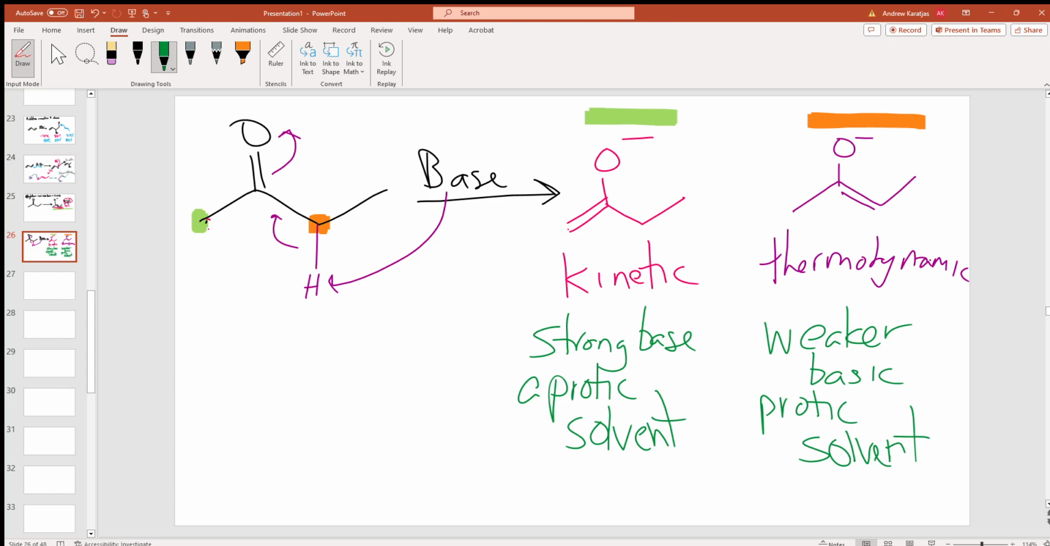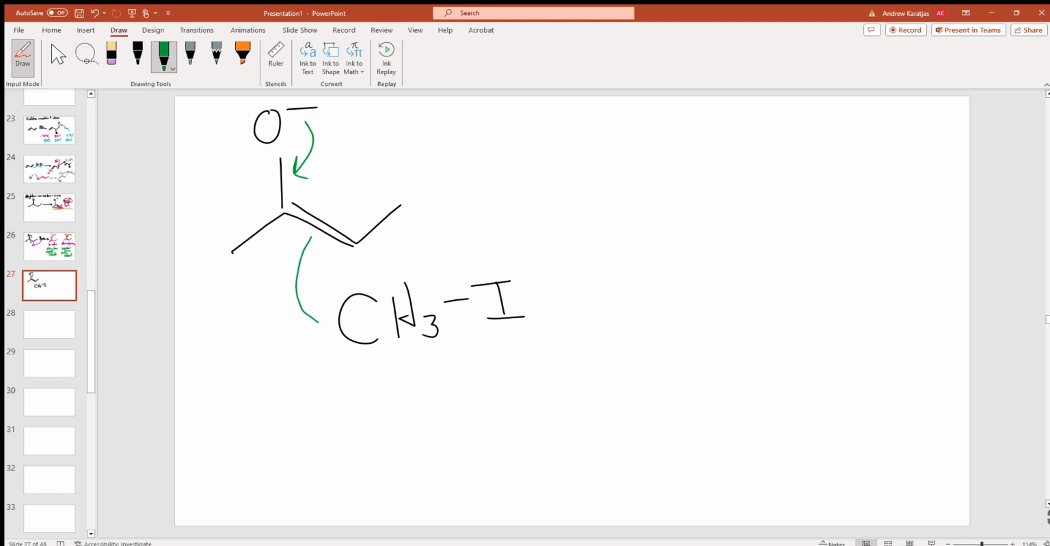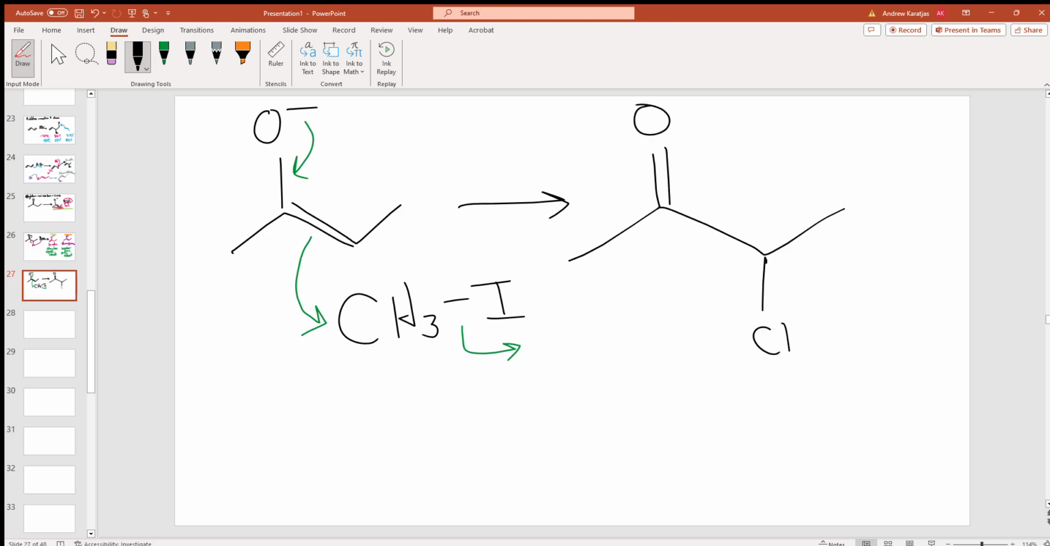Regardless of which one you formed, the actual alkylation process will look the same. And so I've chosen here our thermodynamic enolate, but as I said, it doesn't really matter which one we chose. And we add an alkyl halide to it. Carbonyl reforms, and these pi electrons attack the carbon, kick out the leaving group. And so as we can see, we've formed this new carbon-carbon bond at the alpha carbon.